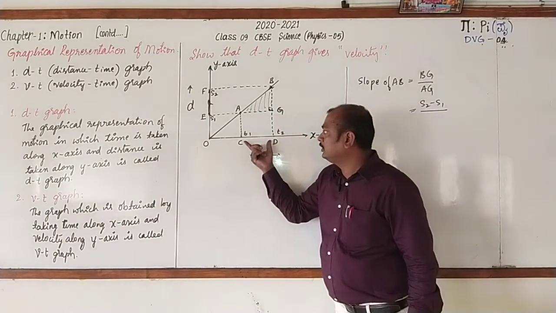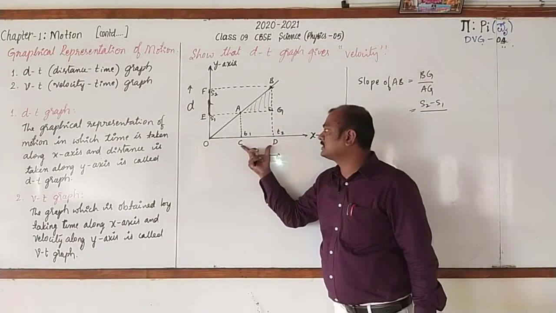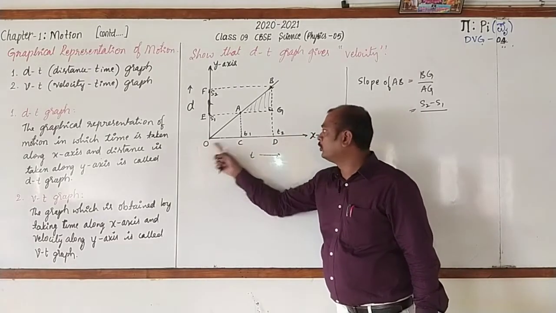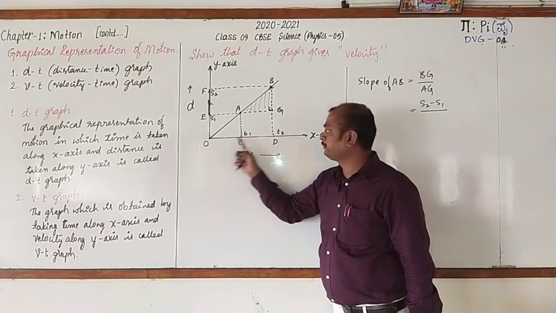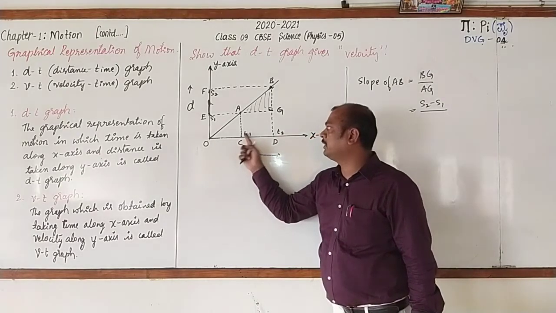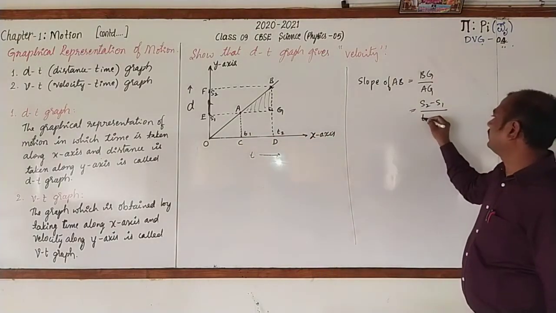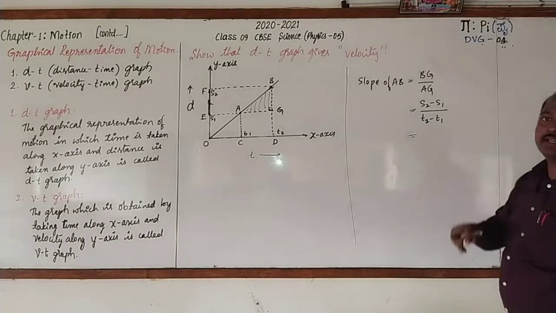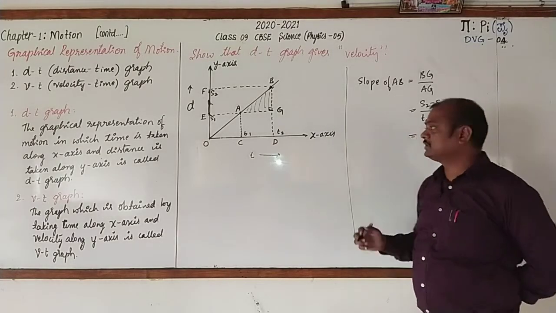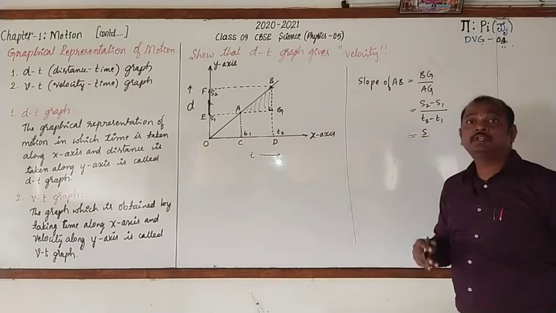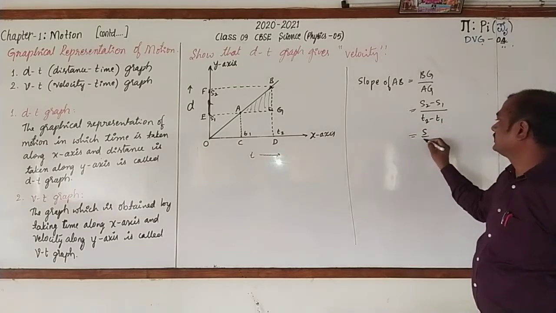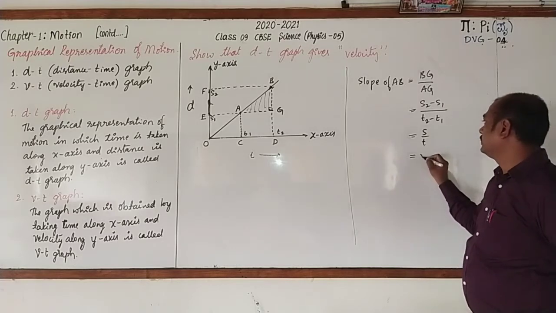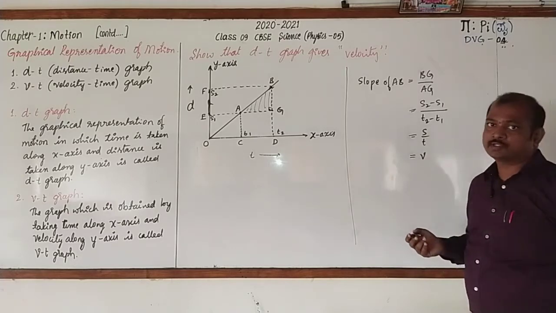And AG, you want to get this distance, that is CD. OD minus OC. OD is T2, OC is T1. So T2 minus T1. What is S2 minus S1? It is just S. T2 minus T1 is T. What is S by T? Yes, it is V, nothing but velocity.